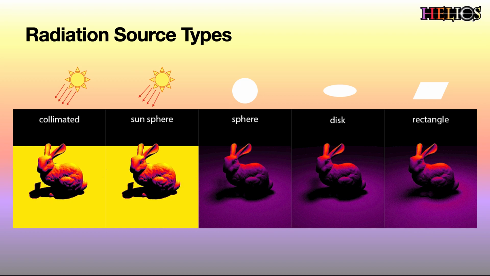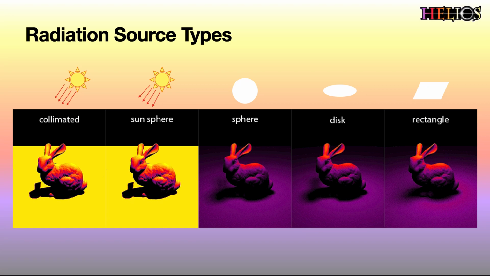So collimated means that all of the beams of radiation are perfectly parallel to each other. In contrast to that, we also have a sun sphere radiation source. This is essentially a sphere with the same radius and distance from the Earth as the actual sun. So this gives us penumbral effects because the beams of radiation are not exactly parallel to each other.